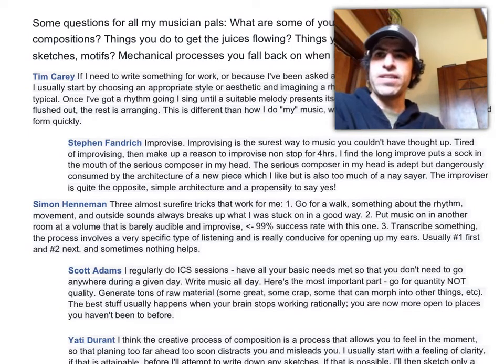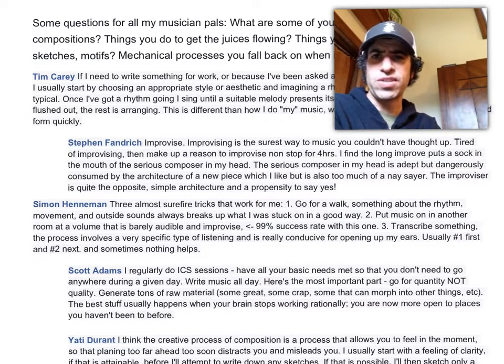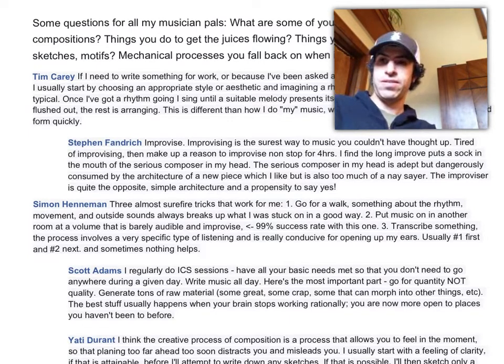Here's another one from Stephen Fondrick, who's a marvelous piano player, improviser, and composer. Stephen says, improvise. Improvising is the surest way to music you couldn't have thought up. Tired of improvising? Then make up a reason to improvise non-stop for four hours. I find the long improv puts a sock in the mouth of the serious composer in my head, who is adept, but dangerously consumed by the architecture of a new piece, which I like, but is also too much of a naysayer. The improviser is quite the opposite: simple architecture and a propensity to say yes. So Stephen's idea is to improvise, and these are all great.